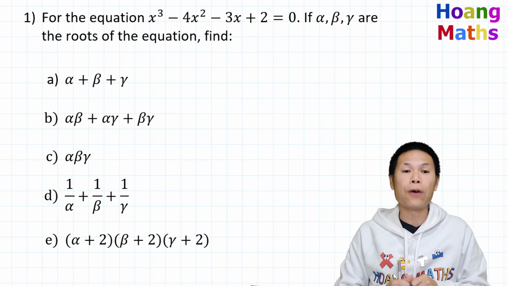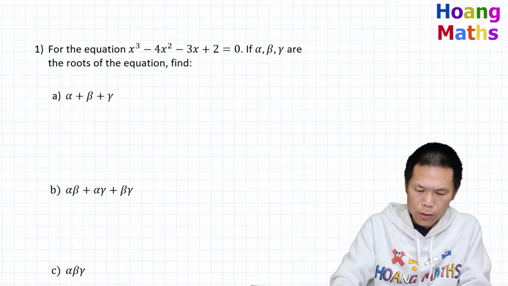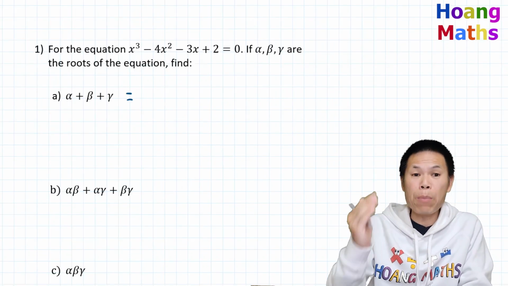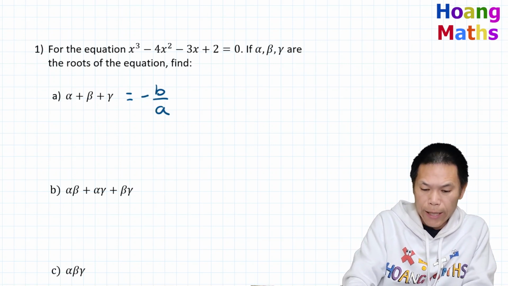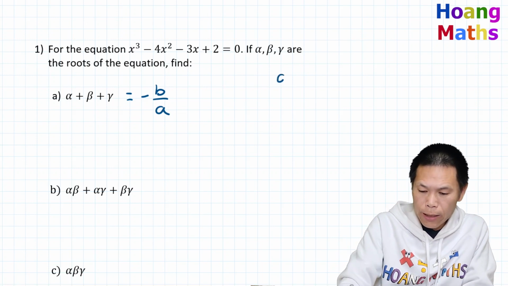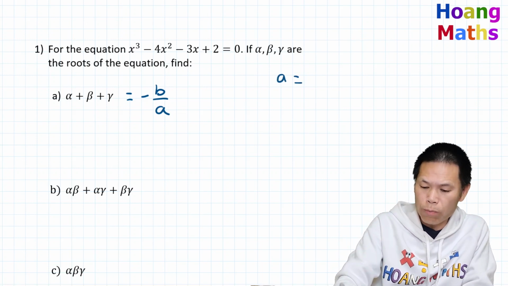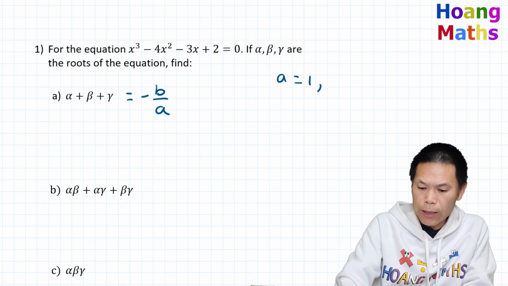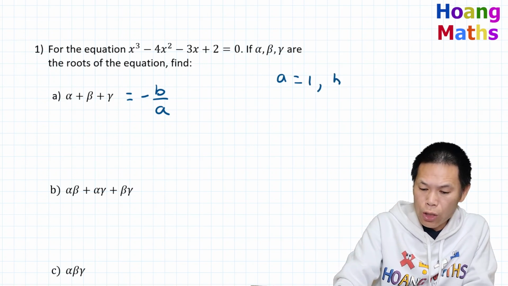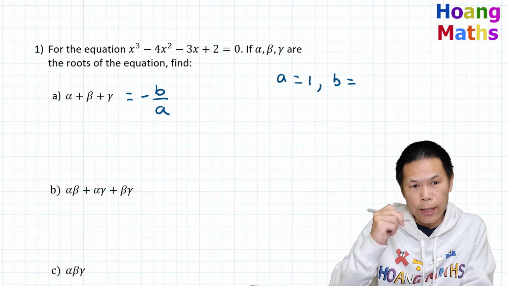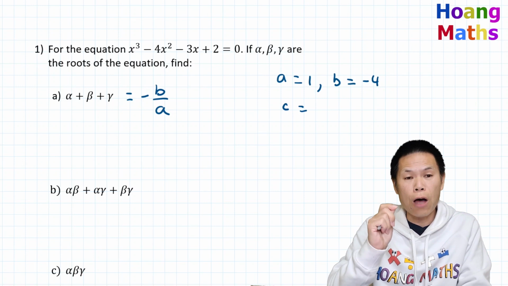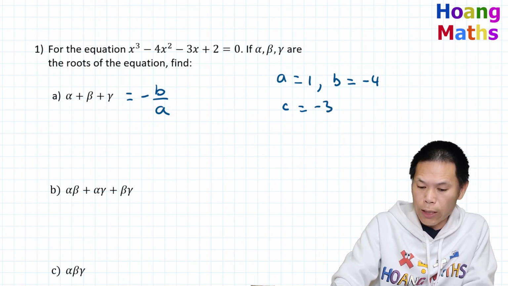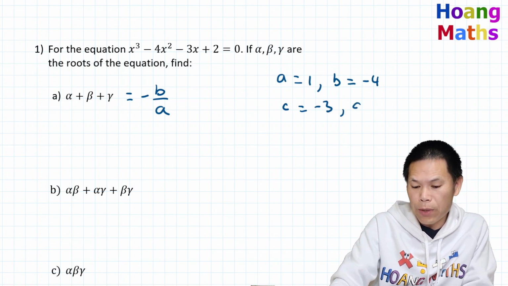So first of all, to find the sum of the roots, we know that the sum of the roots is equal to negative b over a. And we know that a is the coefficient of x to the power 3, so that is 1. And b is the coefficient of x squared, so that is negative 4. And then c is the coefficient of x, so that is negative 3. And d is the last term, that is constant, so that is 2.